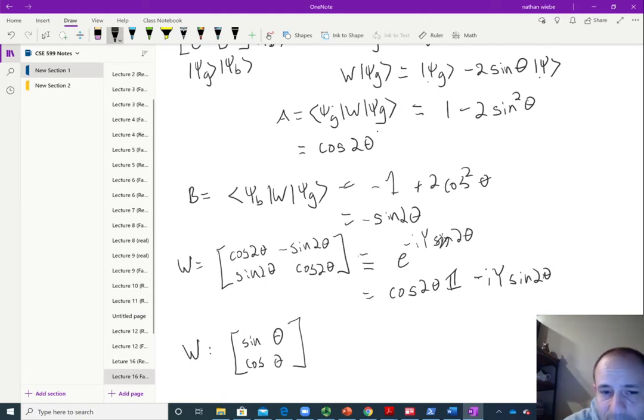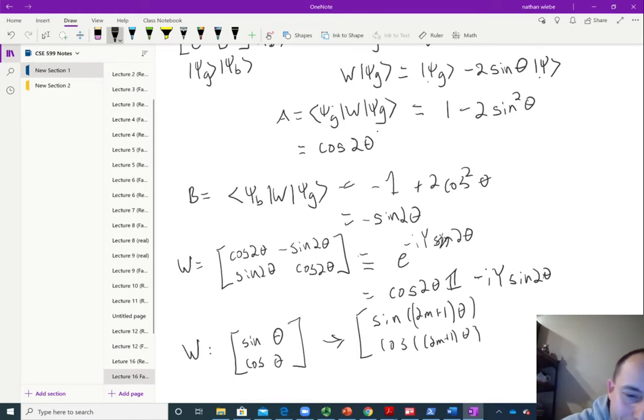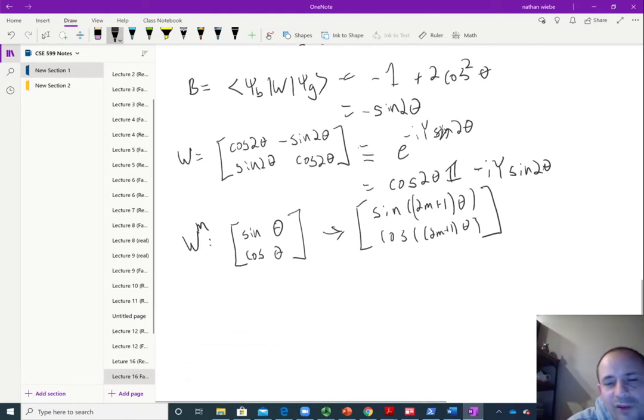So when we carry out this rotation, what we end up doing is basically just increasing the angle by 2 theta. So we end up getting this to map to sine of 2m plus 1 theta, cosine of 2m plus 1 theta. And this is the action of W to the mth power. So this is just what you would end up getting by rotating this vector through an angle of 2m theta.